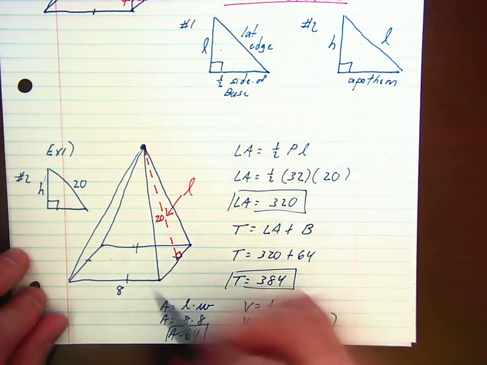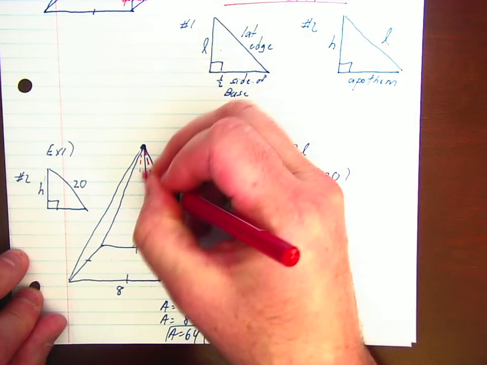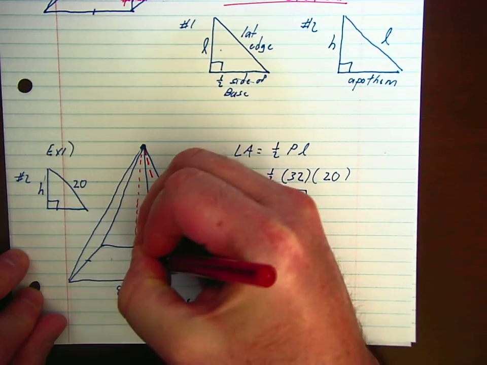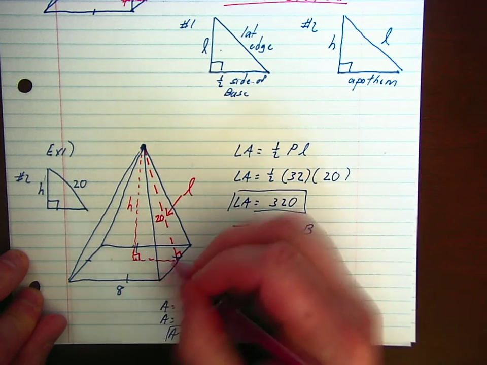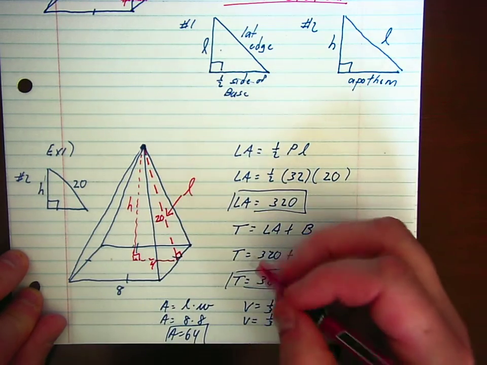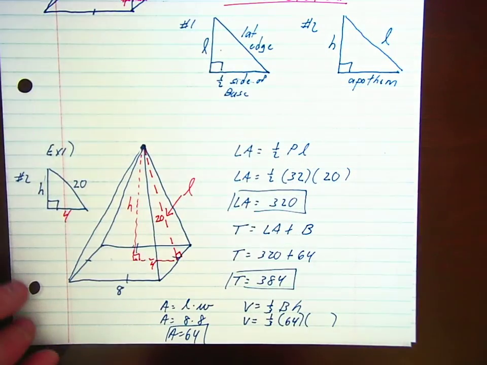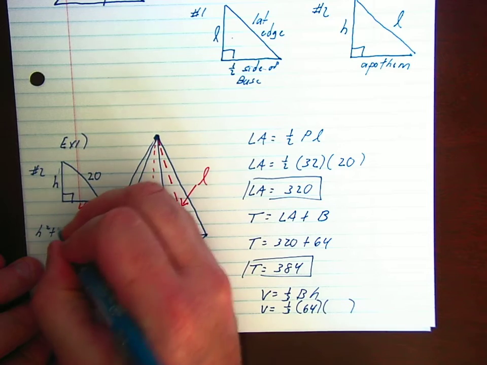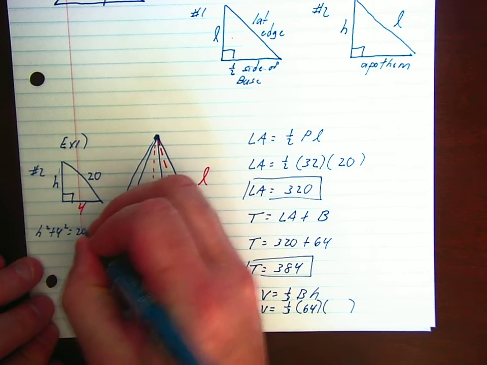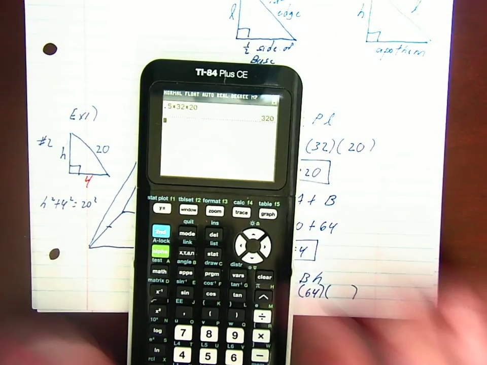Now, you won't have to find the apothem for a square because, if I come straight down here with the height and then come straight over, that's going to be half of the 8, which is 4. So I can put a 4 here. Do your Pythagorean theorem, and you're going to find H. So I have 8 squared plus 4 squared equals 20 squared. And now I'm just going to do it all in the calculator.